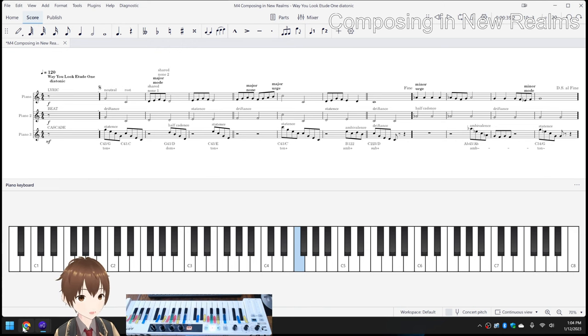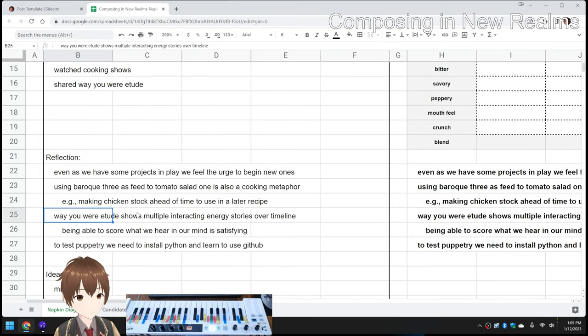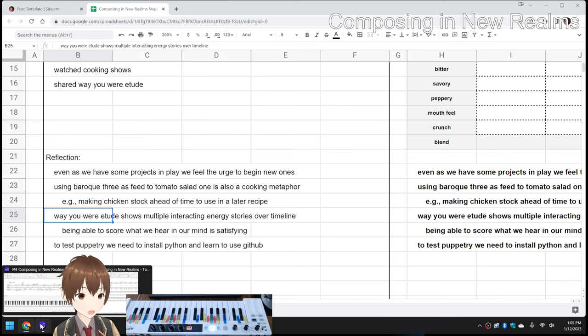Especially, we learned how our reflection was the energy. There's a lot of interaction. Multiple interacting energy stories over the timeline for something that sounds simple. It's elegant is a better word for it.